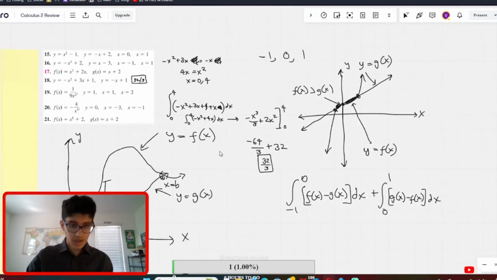The nice thing is that f of x minus g of x and the other one, when you subtract them, the 2's will cancel out.